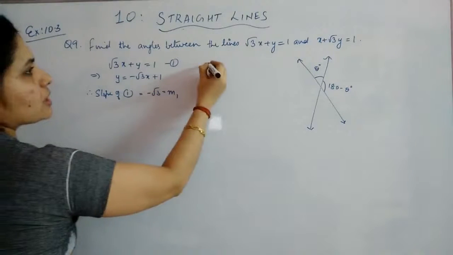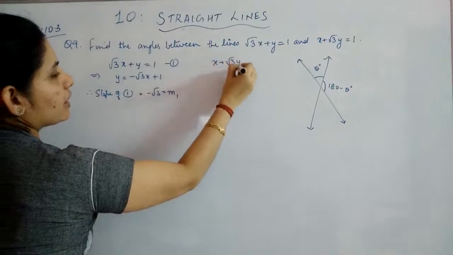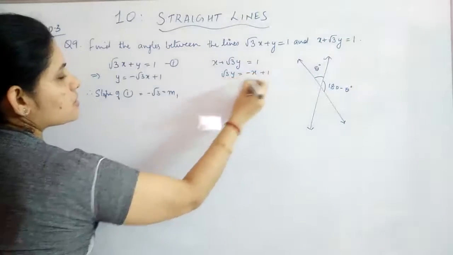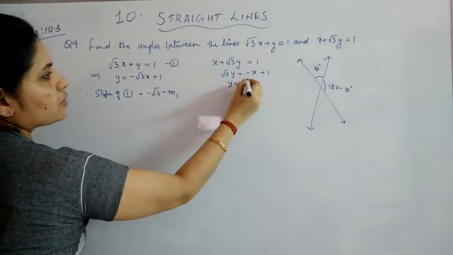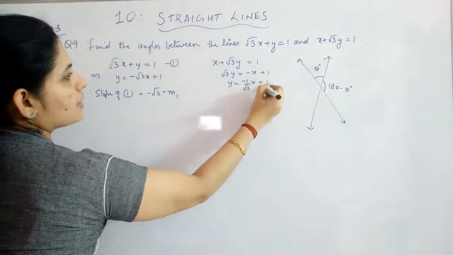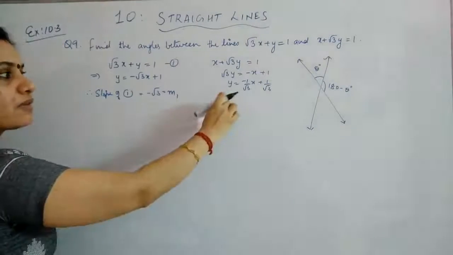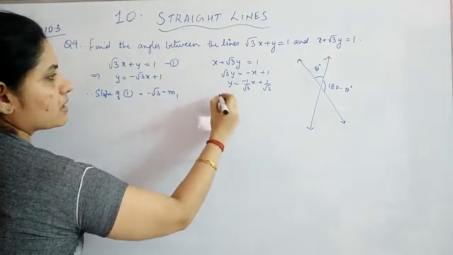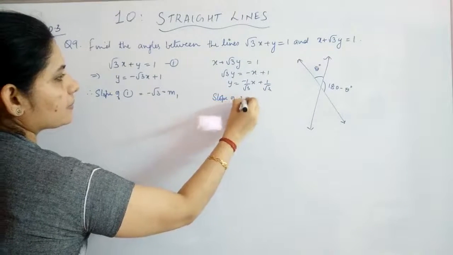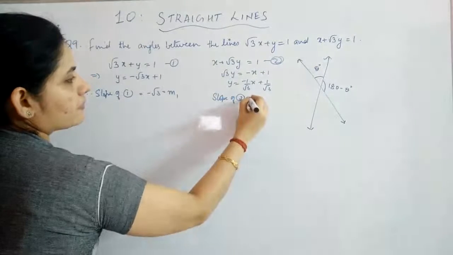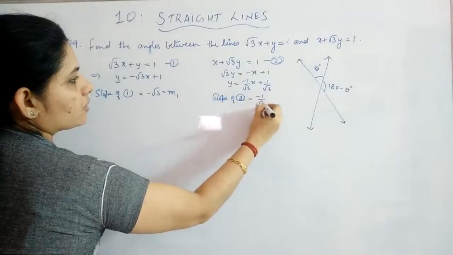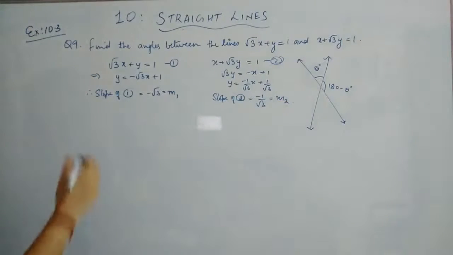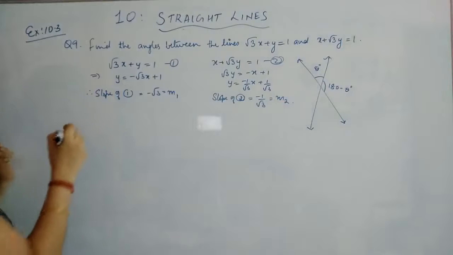Now for the second one, x plus root 3y is equal to 1, you will get root 3y is equal to minus x plus 1, or y is equal to minus 1 by root 3x plus 1 by root 3. Again we have made it as y equal to mx plus c, where this is m. So the slope of the second line is equal to minus 1 by root 3, which we will take as m2. So we have got the first slope and second slope. Now let the angle between them be theta.